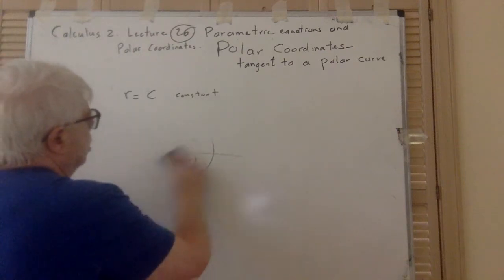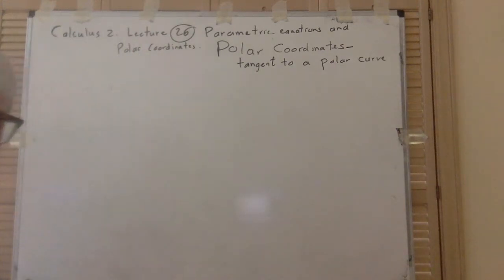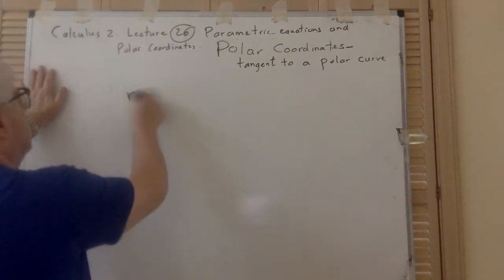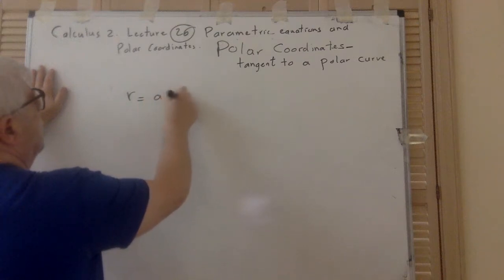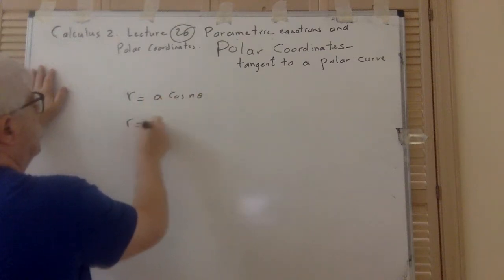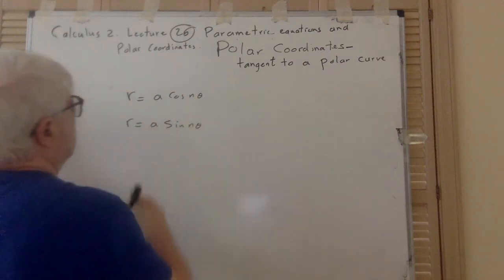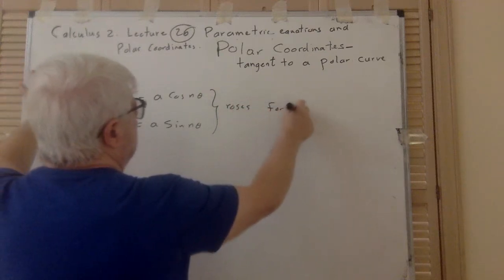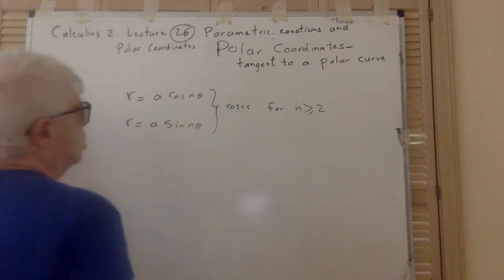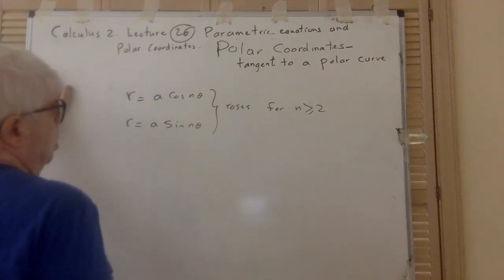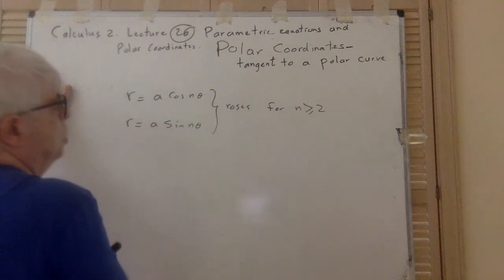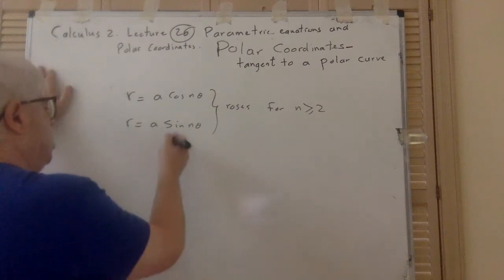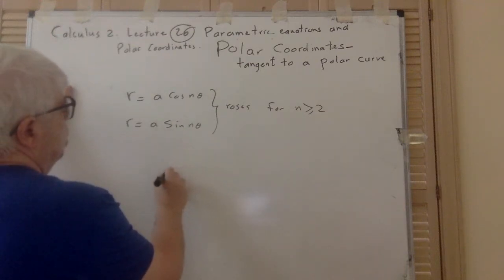Now, there are lots and lots of other things. So I'll just give you another: r equals, say, a cosine n theta, and r equals a sine n theta. And these are roses for n bigger than or equal to 2. So when you have, say, 3, for example, when you have 2, you will get 4 petals. So anyway, you will get roses like this. I again leave that to you.